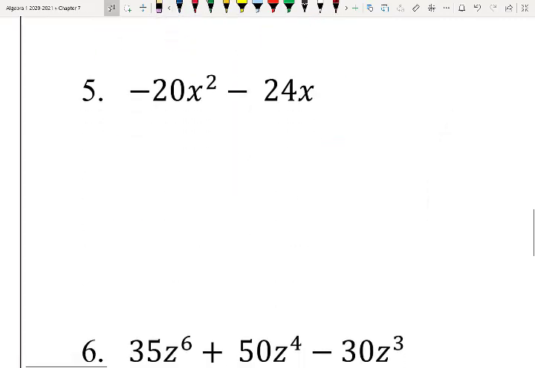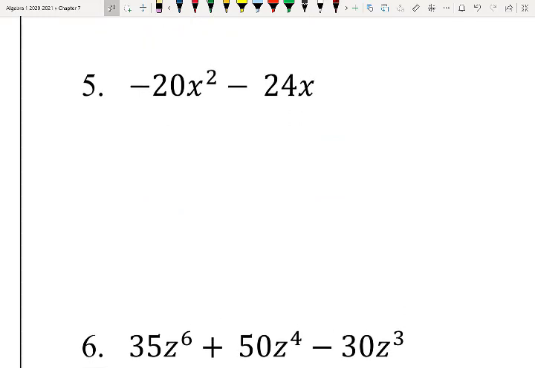So if I try that on number 5, I've got negative 20x to the second power minus 24x. For my GCF, I see that they're both negative, so I want to make sure I bring that out. For 20 and 24, 20 is 4 times 5 and 24 is 4 times 6, so once again we're looking at a 4 they have in common for the coefficient. Negative 4 times 5 gives me negative 20, and negative 4 times 6 gives me negative 24.